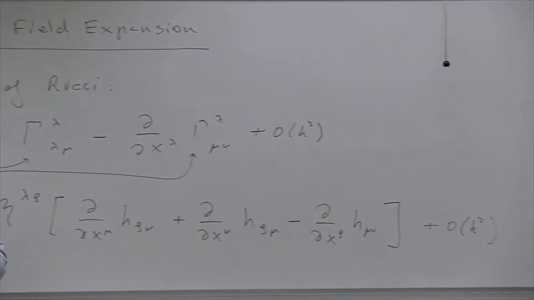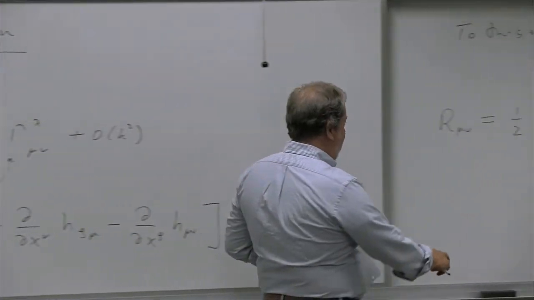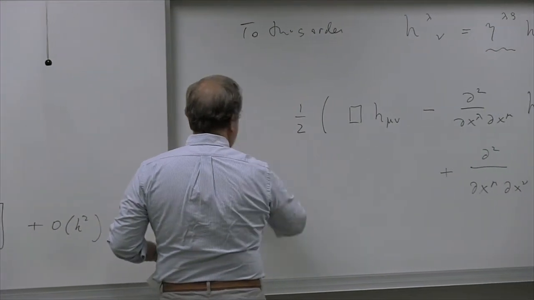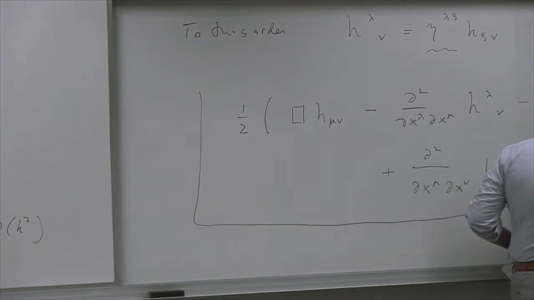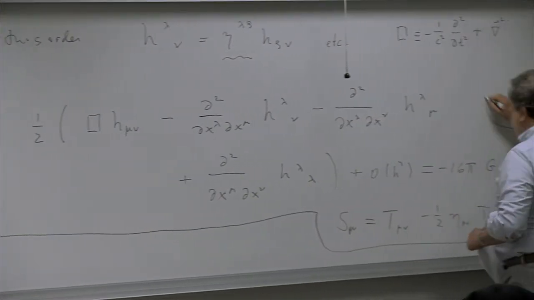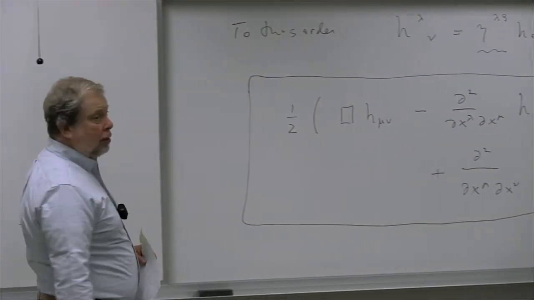Now, the equations as they stand are fairly complicated at this stage, right? We can, if you want, delete this part, and say that the weak field limit of Einstein's equations reduces to this.